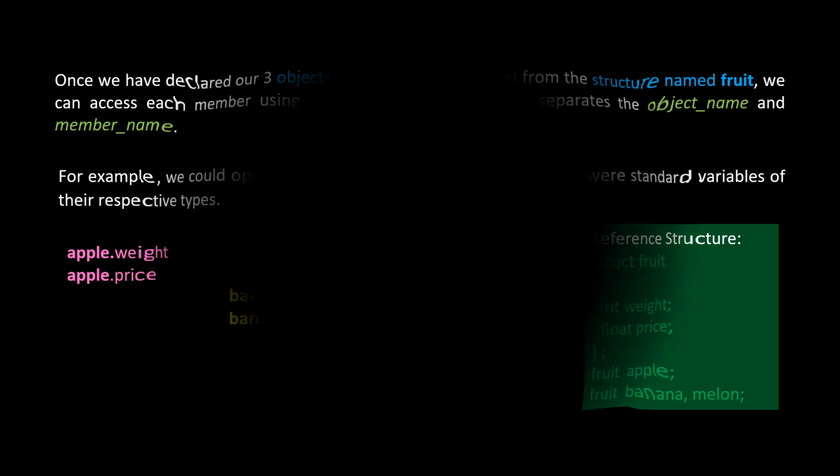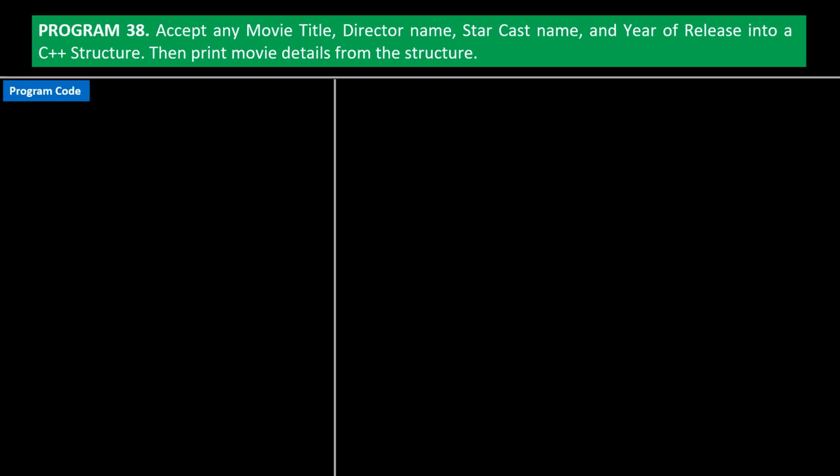Let's now write a program. Accept any movie title, director name, star cast name, and year of release into a C++ structure. Then print movie details from the structure. Here is the program code.